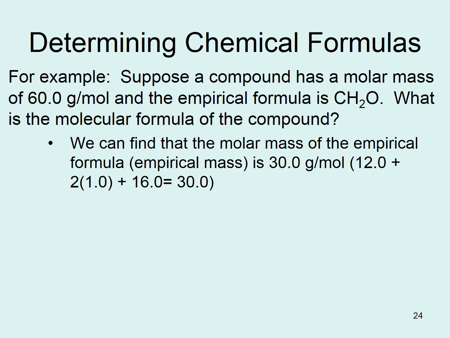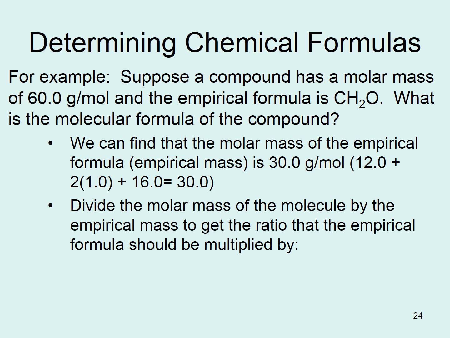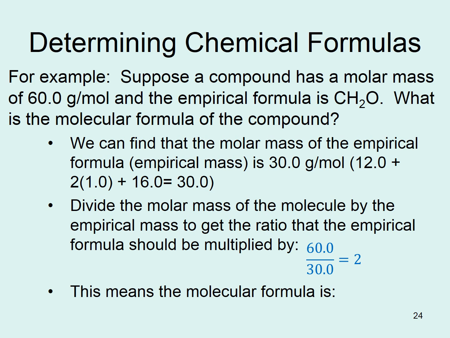And then 60.0, we can already see it, we take the molecular weight of the molecule divided by the molecular weight of the empirical formula. And in this case, you will see that it's 2, which means our molecule is twice as big as the empirical formula, which means that we just multiply all the subscripts by 2. So the actual molecule is C2H4O2.